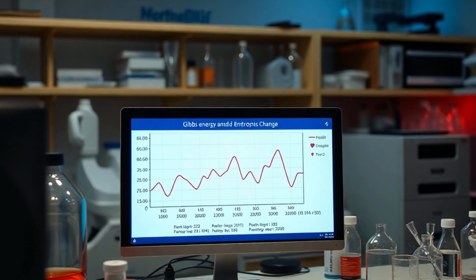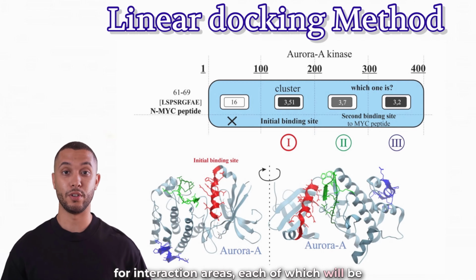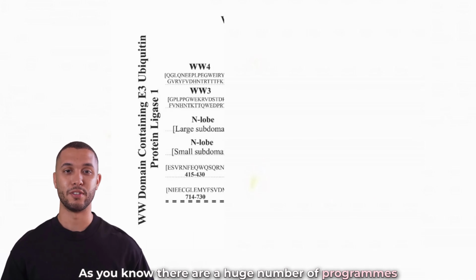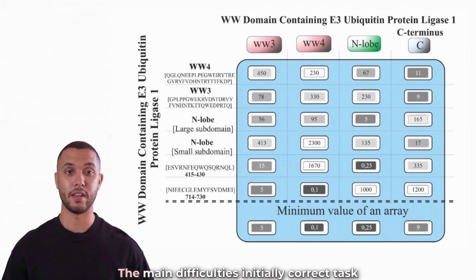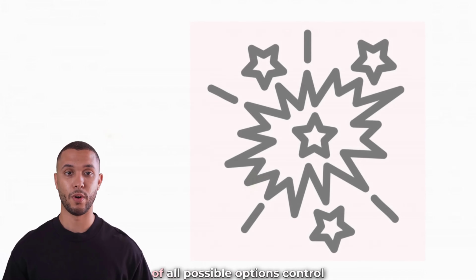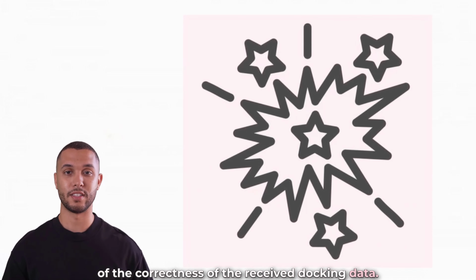We present the developed algorithm for a step-by-step, transparent and understandable search for interaction areas, each of which will be characterized by numerical physical quantities. As you know, there are a huge number of programs for docking proteins, mimics, and other molecules. The main difficulties are the initially correct task of contacting surfaces, so that the search does not turn into an astronomical explosion of all possible options, and control of the correctness of the received docking data.